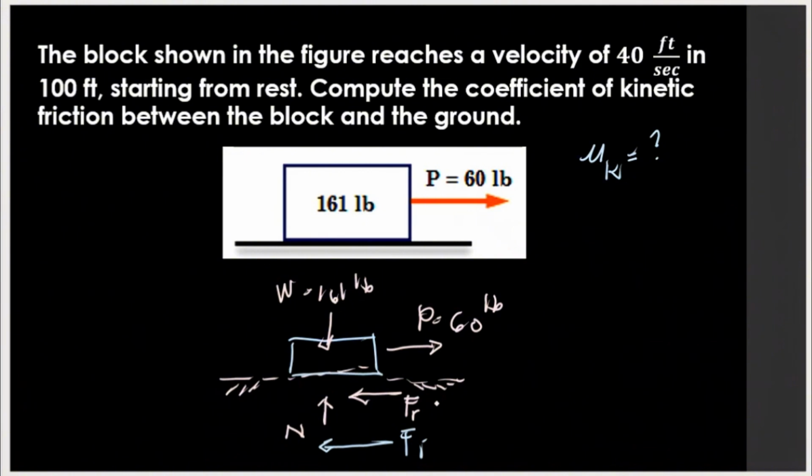Okay? So, meron tayong pababa na 161 pounds. We have this rightward force na 60 pounds. Okay? So, meron tayong inertia force which is opposite of the motion of this body, and then the normal force and the frictional force. Okay?